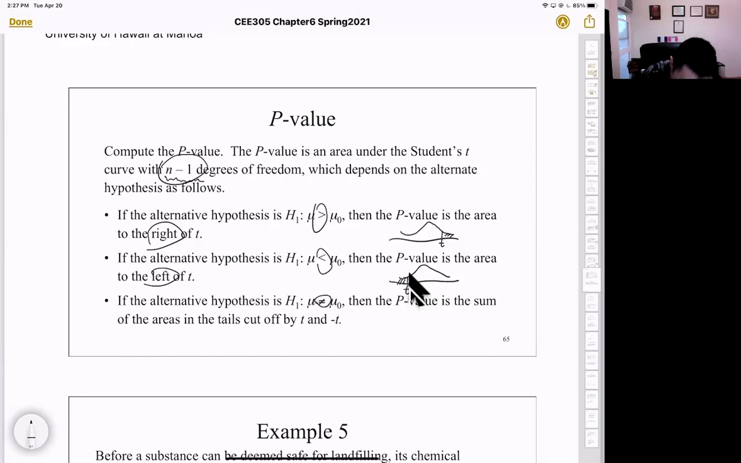If it's not equal to, then it will be two tails added together. Exactly the same as the previous cases.